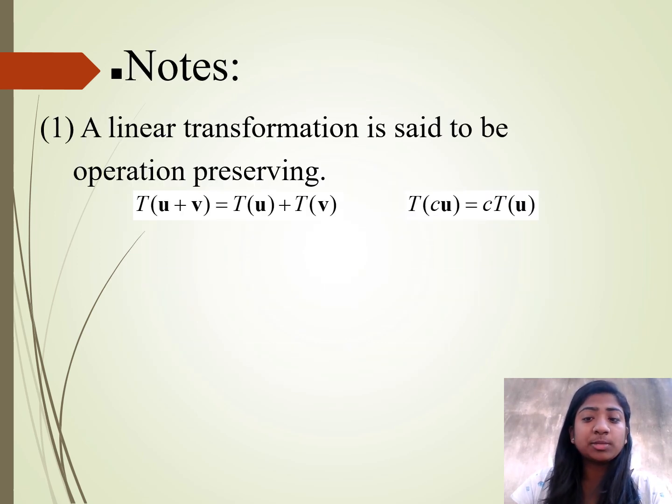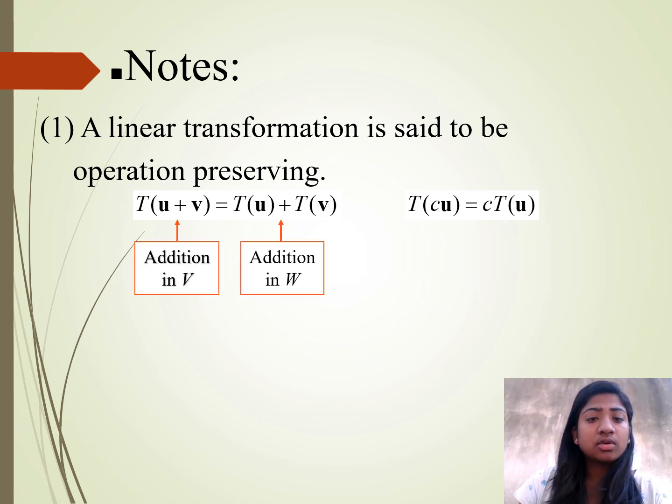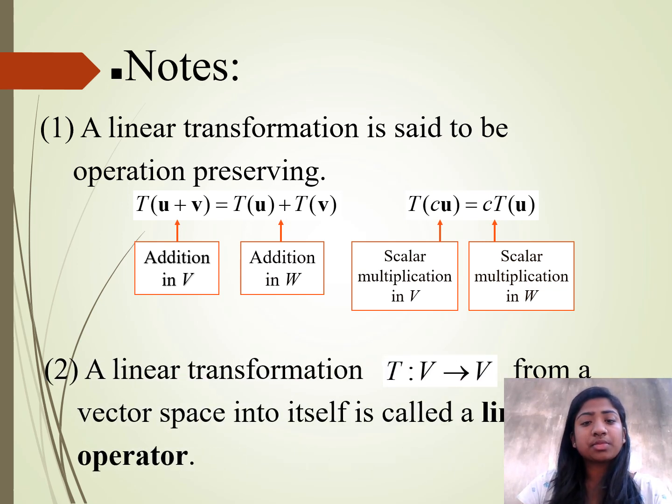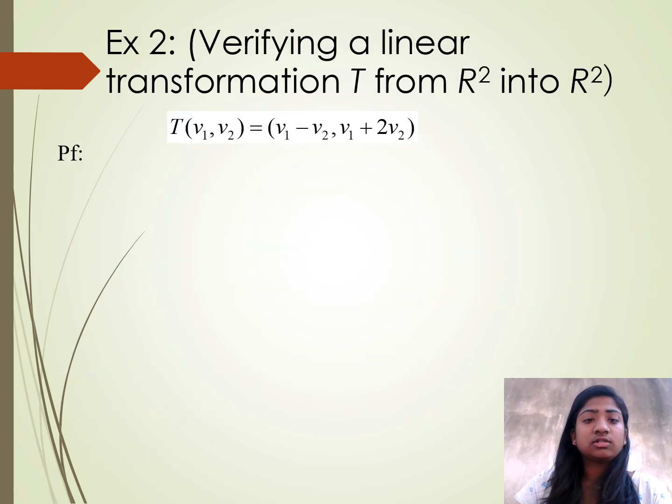Notes: a linear transformation is said to be an operation preserving. T of u plus v equals T of u plus T of v, and T of constant times u equals constant times T of u. This is addition in V and this is addition in W. This is scalar multiplication in V and this is scalar multiplication in W. A linear transformation T mapping V to V, from a vector space into itself, is called a linear operator.